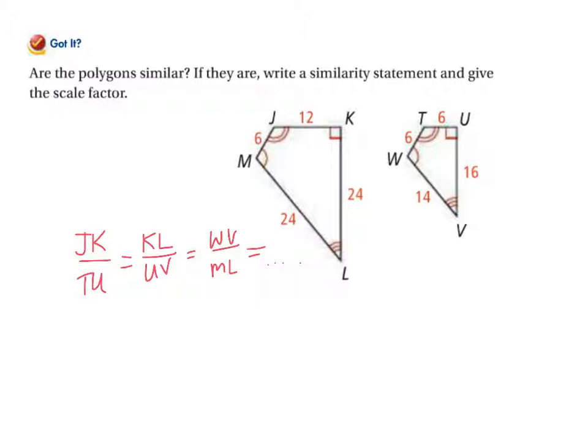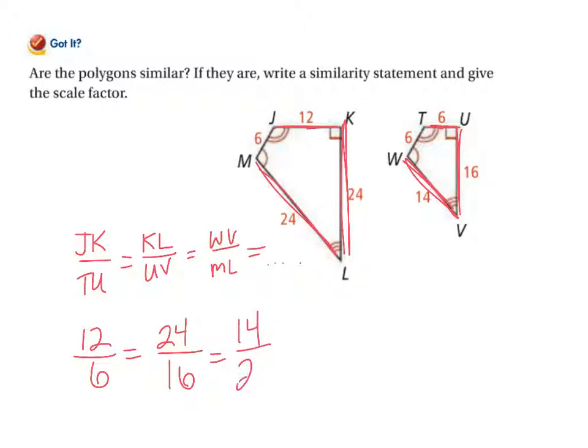All right, so I do think the angles all match up beautifully there, and then I just started writing proportions. I'm looking at JK, comparing it to TU. So that's a 12 to 6 ratio. Next I'm going to compare KL to UV. So that's 24 to 16. And then I'm going to go WV corresponds to ML.